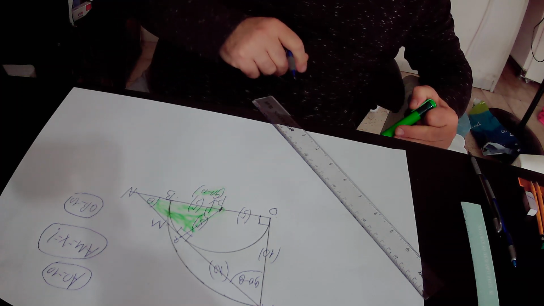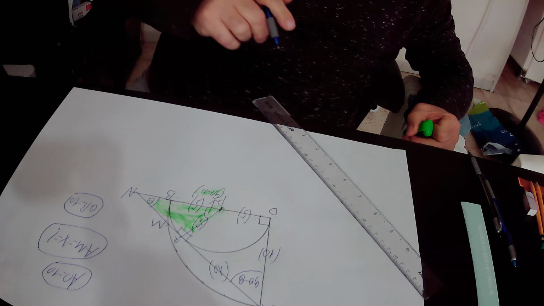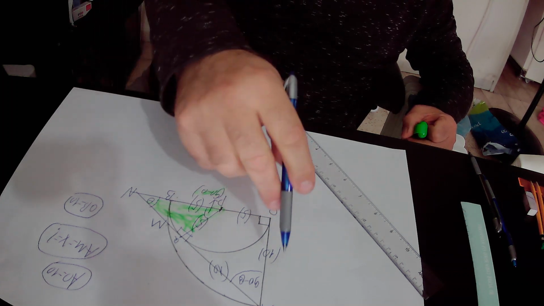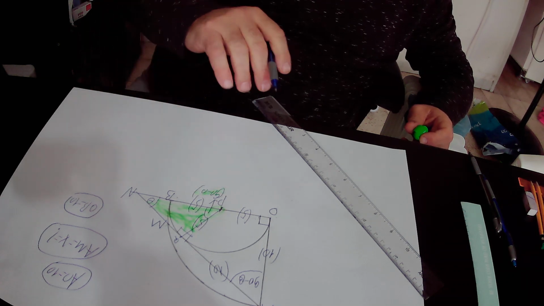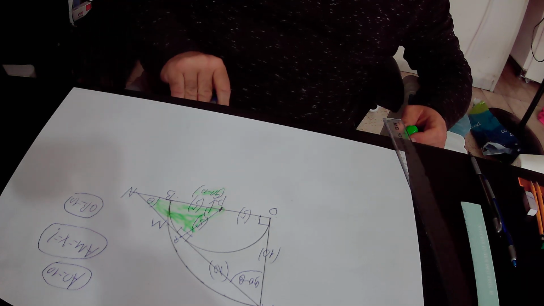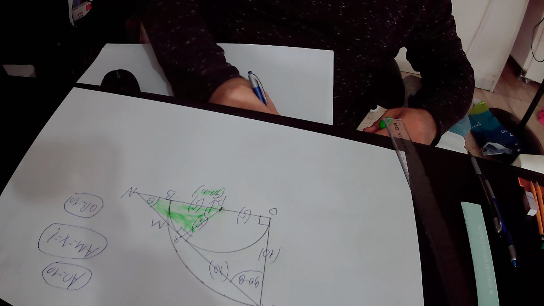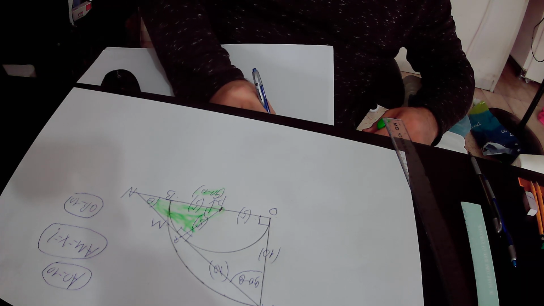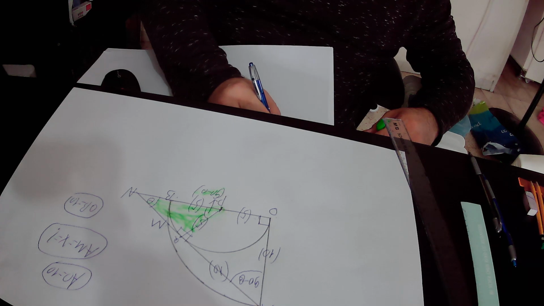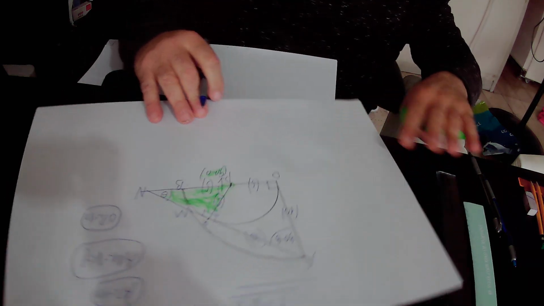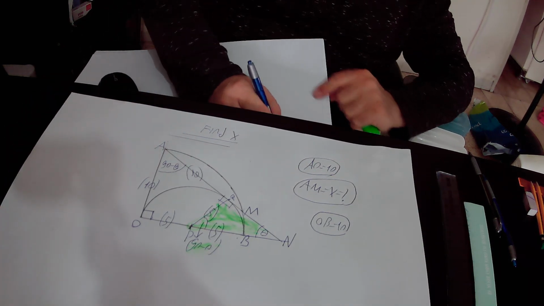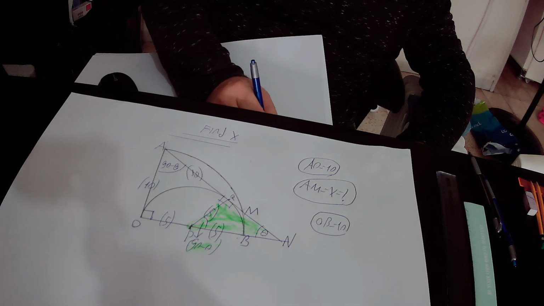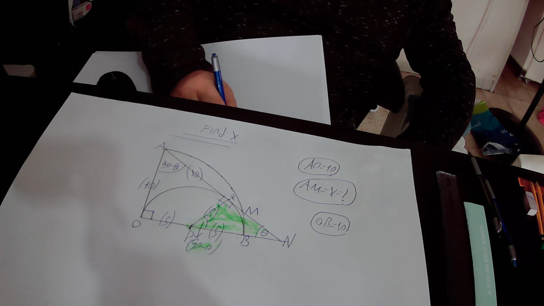In the next step, we'll prove that the big right triangle, triangle AON, is similar to the small green triangle, triangle QPN. Okay, so I write it down. The big right triangle AON is similar to the small green triangle, triangle QPN.